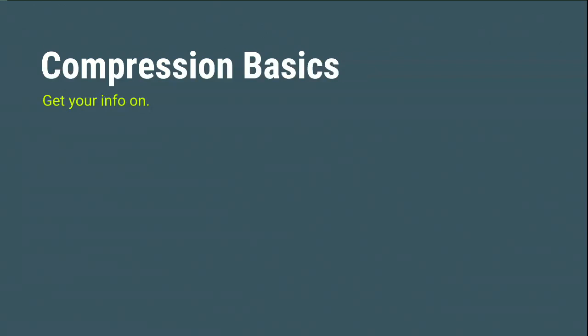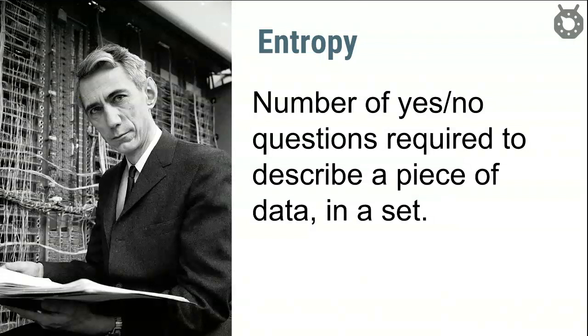So, compression basics. Entropy. This is the term you need to know. This was defined by Claude Shannon, the father of information theory, sometime after World War II, when he was allowed to publish all of the work he had done for information theory for the Allies during that time. Entropy as defined is a statistical theory that says the number of yes or no questions you need to ask to describe a piece of data in a set.